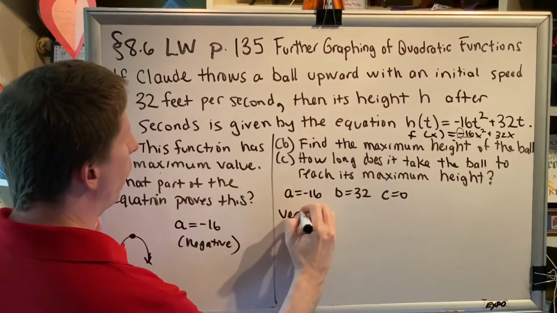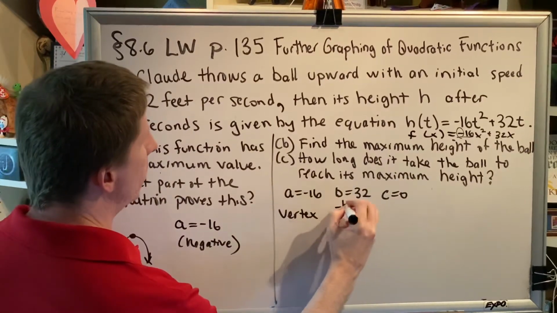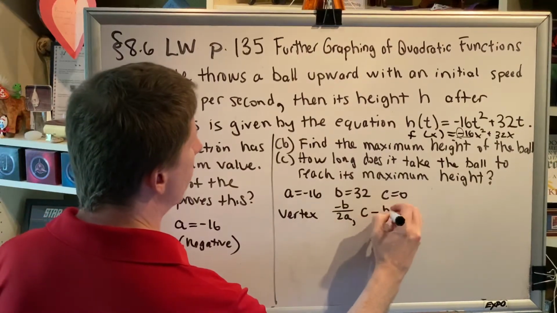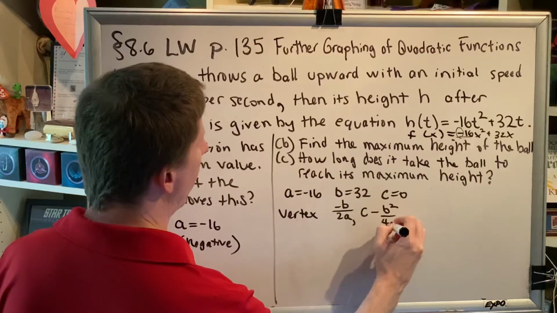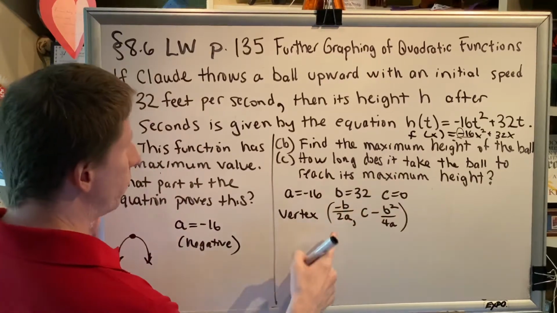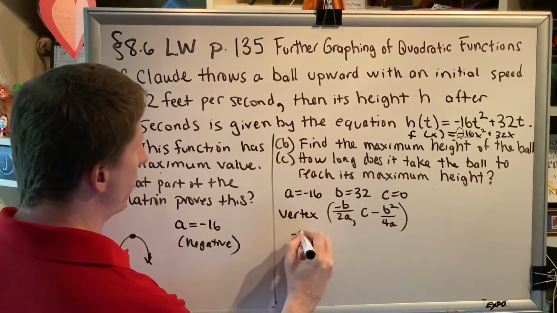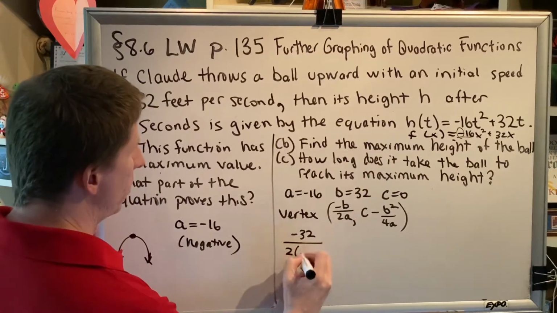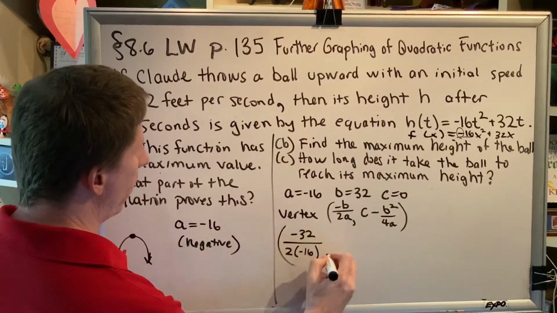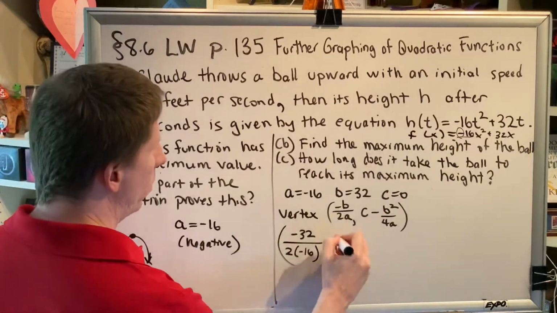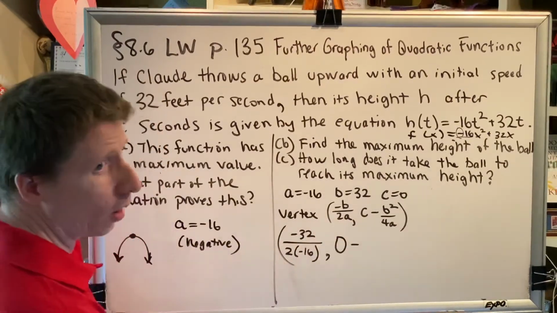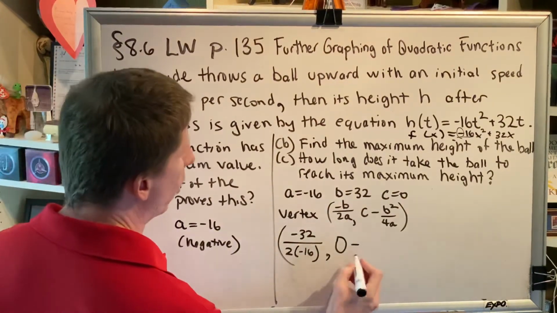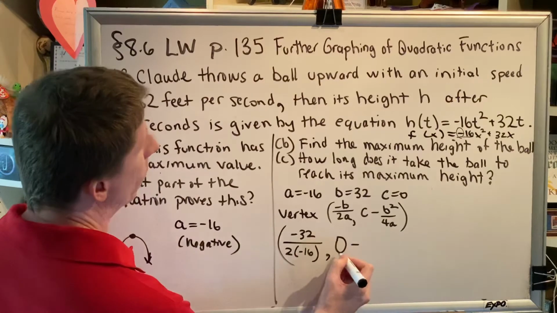The formula for the vertex is opposite b over 2a, comma, c minus b squared over 4a. Let's plug in. Opposite b, so that's opposite 32, so that's negative 32, divided by 2 times negative 16. There's our x-coordinate. C is 0. C will not always be 0. Just keep that in mind. It's a coincidence that the last couple of problems, c has been 0 every time. C will not always be 0.